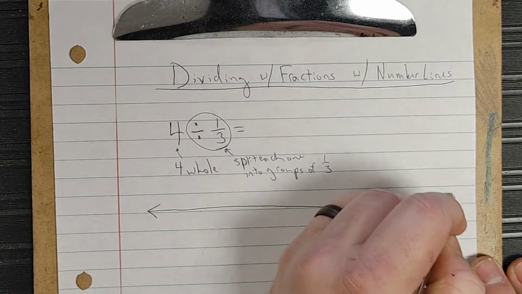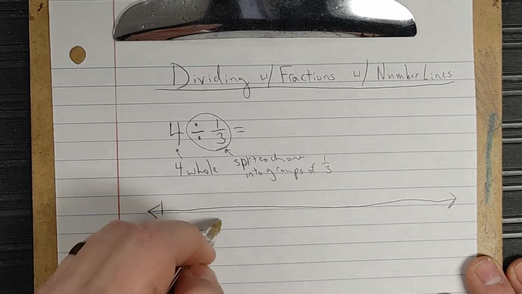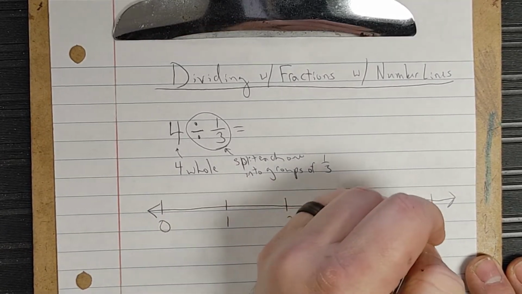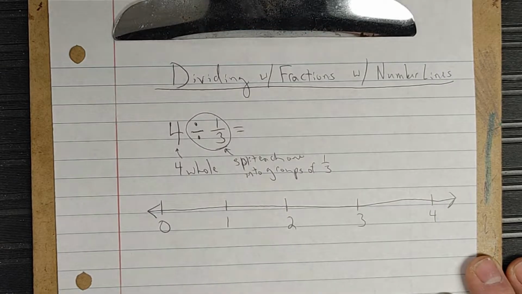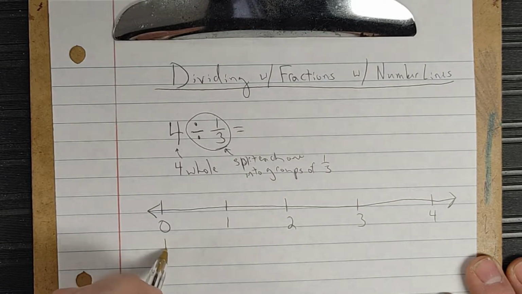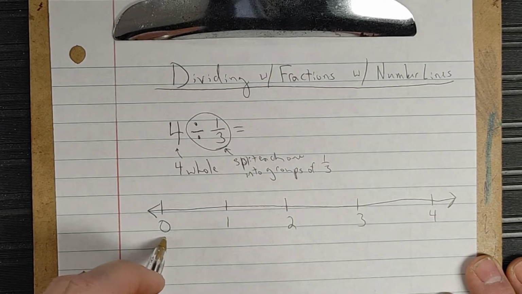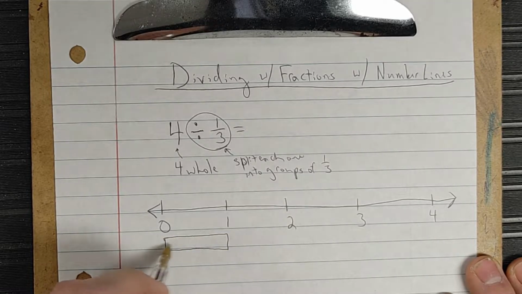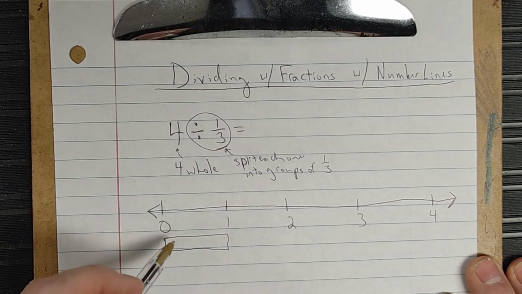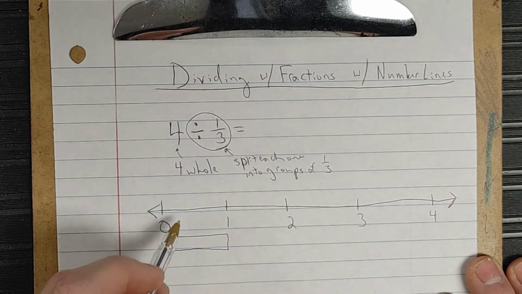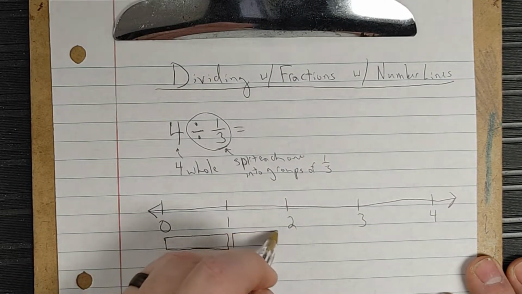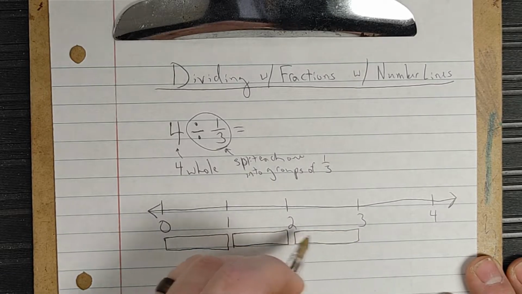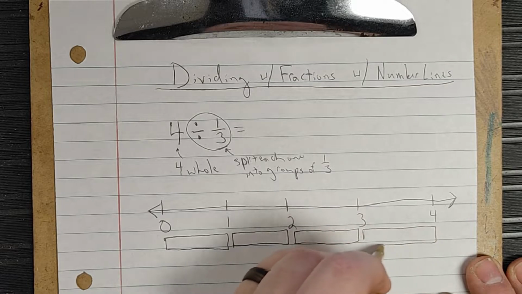On my number line, I am going to go from 0 to 1 to 2 to 3 to 4. To make it a little more concrete and less abstract, I like to draw a fraction right below the number line. From 0 to 1, that's one whole. From 1 to 2, that's another whole. 2 to 3, another whole, and 3 to 4, another whole.